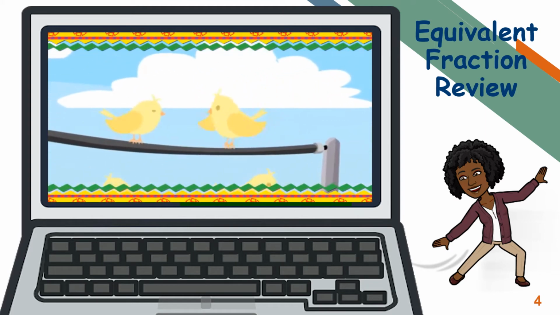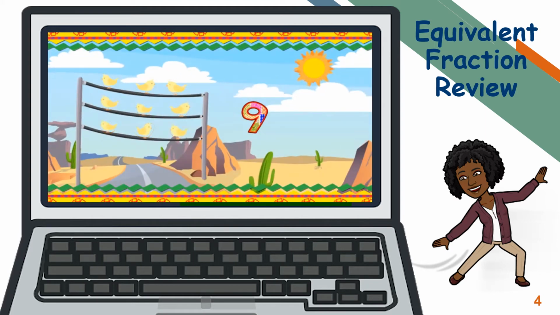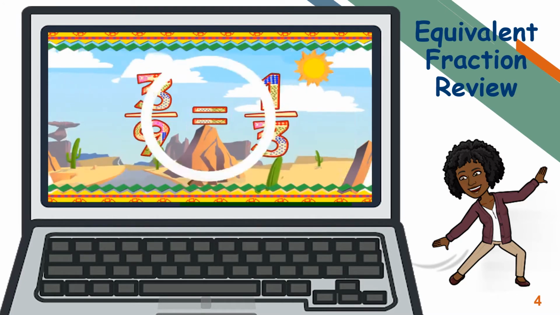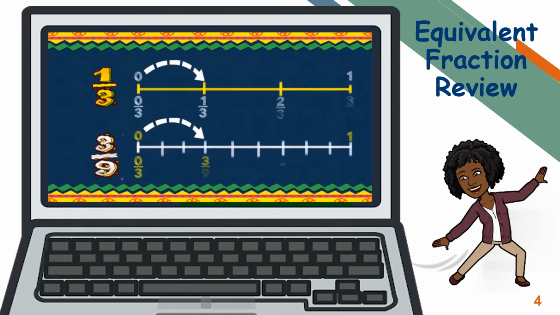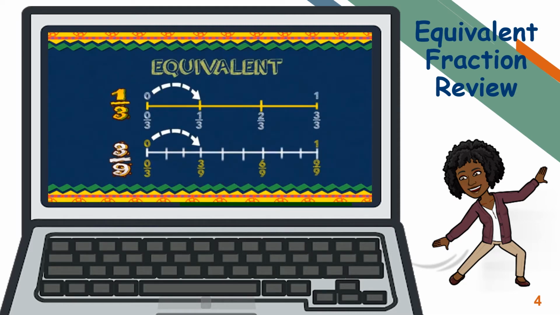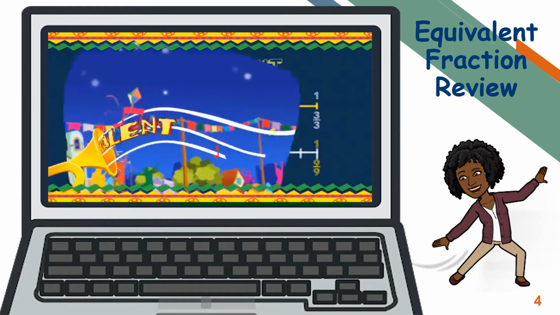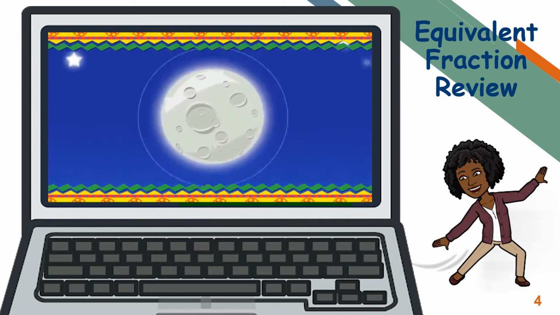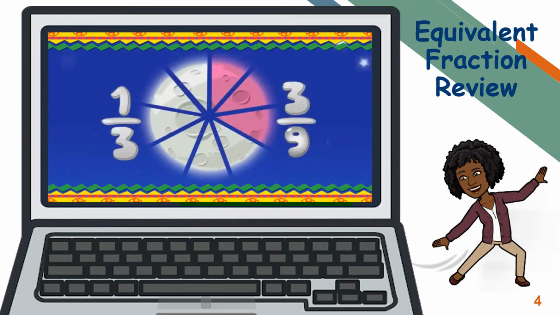Once upon a time there were 9 canaries on telephone wires sitting down in 3s. Each wire contained 1/3 of the bird, so 3/9 is equivalent to 1/3. Drawing 1/3 and 3/9 on a number line shows 1/3 equals 3 parts out of 9. Therefore, equivalent is the word that describes 3/9 and 1/3. Equivalent fractions is the name for fractions whose values are the same.